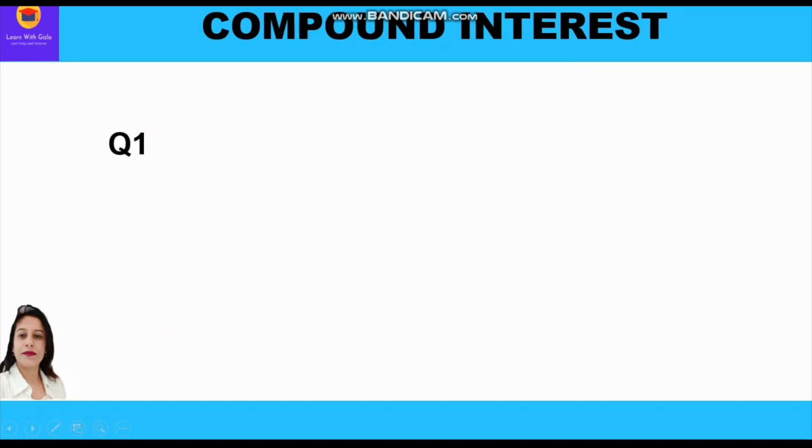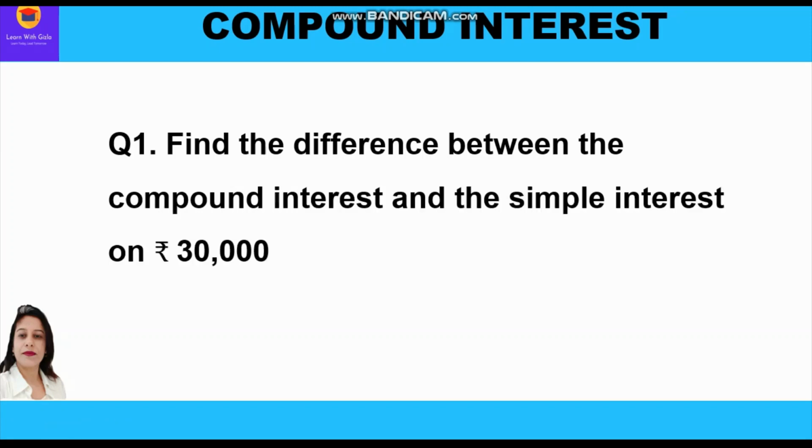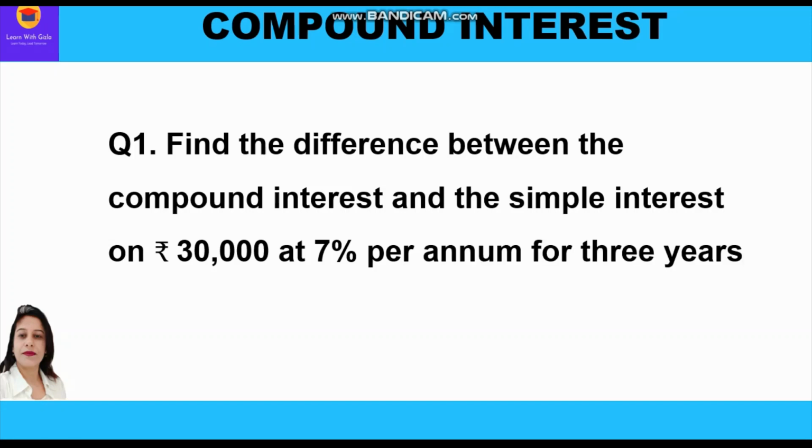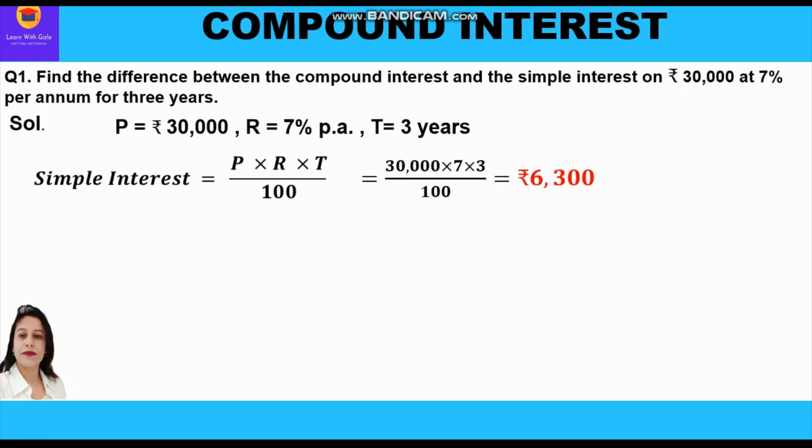Now let's take the first question. Find the difference between compound interest and simple interest on rupees 30,000 at 7% per annum for 3 years. Here the principal is rupees 30,000, rate of interest is 7% per annum, and time is 3 years. First, let us calculate simple interest using the formula PRT upon 100. We substitute the values: 30,000 into 7 into 3 upon 100 is equal to rupees 6,300. So rupees 6,300 is the simple interest on the principal rupees 30,000, rate 7%, and time 3 years.